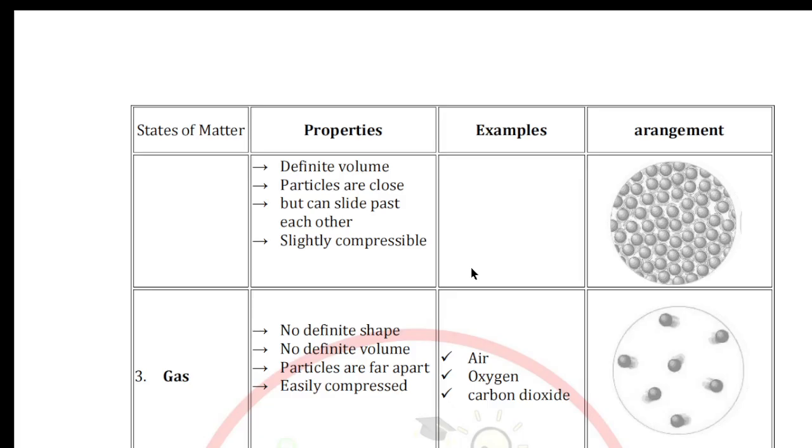An example that we can give of these liquids is water, oil, milk, and anything that is liquid. You get? So let's look at the arrangement of the particles. But first, here are some other properties. It has a definite volume. Yes, it does not have a definite shape, but its volume is definite, meaning it has a fixed volume. You understand? It has a fixed volume.